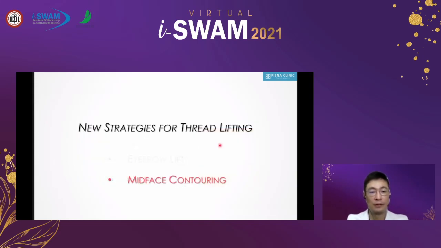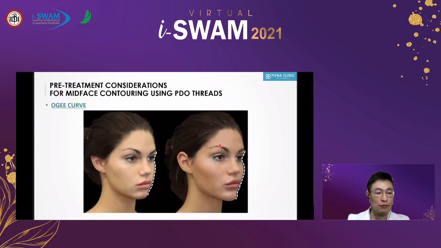Now let's move on to the last part, mid-face contouring. As we all know, the Ogee curve is a kind of S-line that is one of the criteria for checking cheek fullness, which is also useful as a tool for communicating with the patients. As shown in these pictures, the Ogee curve is more pronounced after improving mid-cheek fullness.